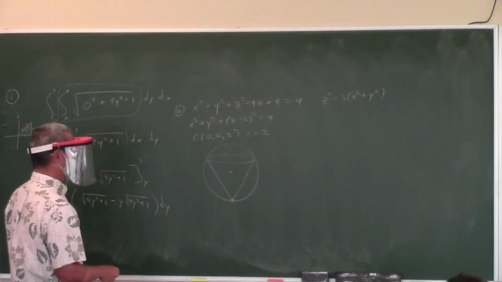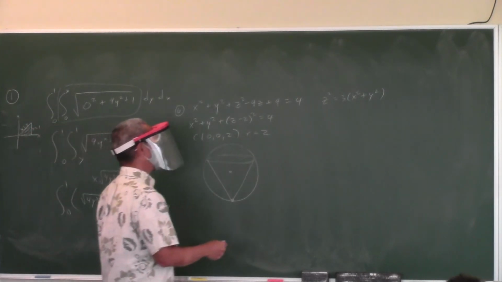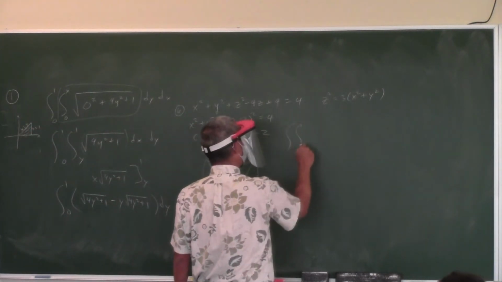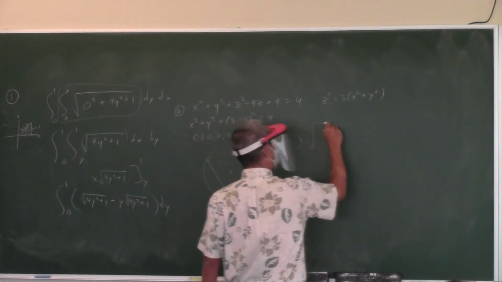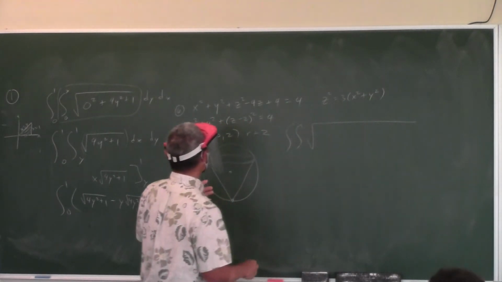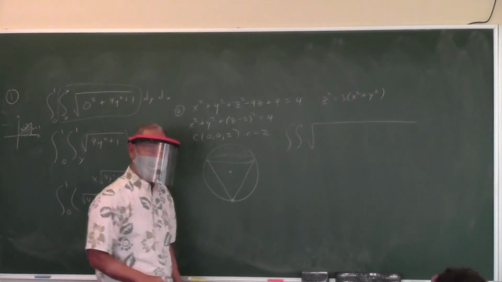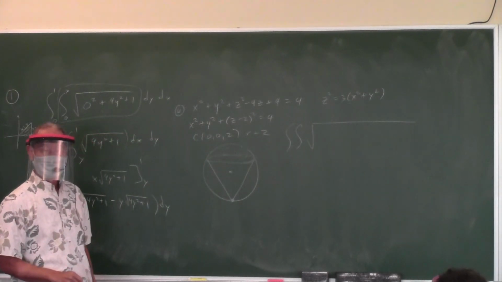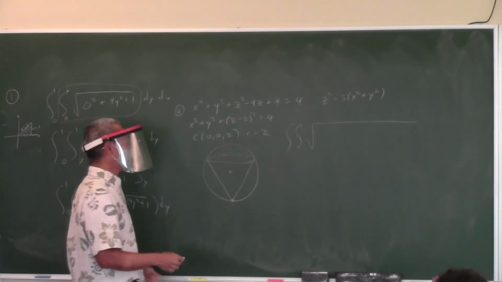Again, we have a yarmulke. Okay, so first, double integral over omega, square root. Now what we've got to do is solve for z. Did we? I don't remember solving for z yesterday. We did. Okay, but I don't remember.